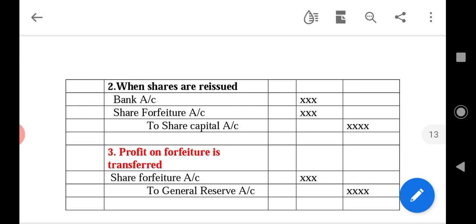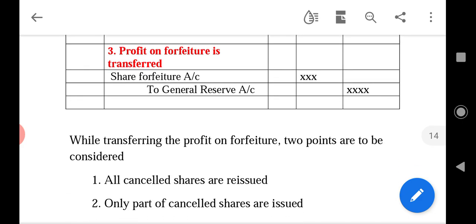So when you pass this entry, you have to consider whether all the shares are reissued or part of the shares are reissued. If all the shares are reissued, then you take the total net profit and transfer it to general reserve. If part of the shares are reissued, only the proportionate profit share of the reissued shares must be transferred. I will explain in the problem side.